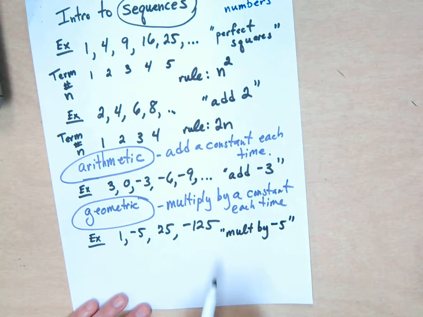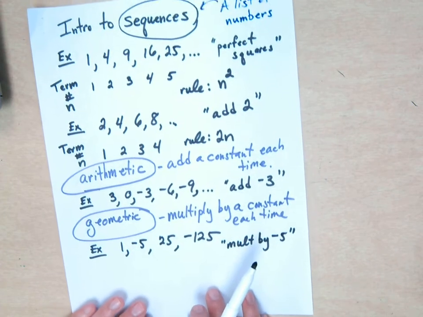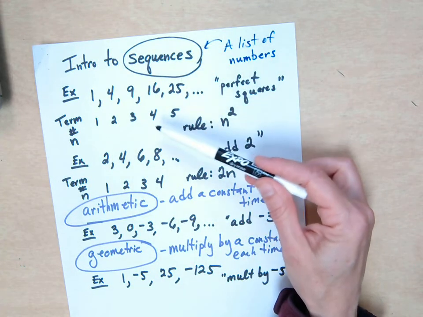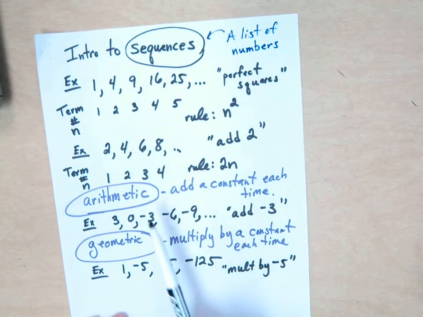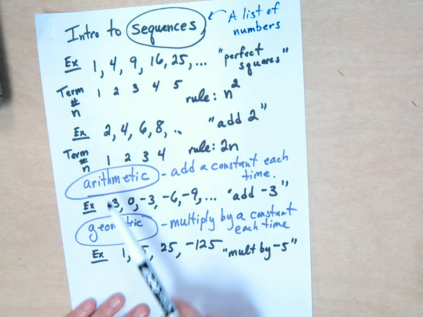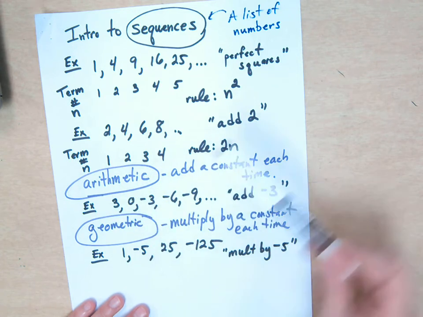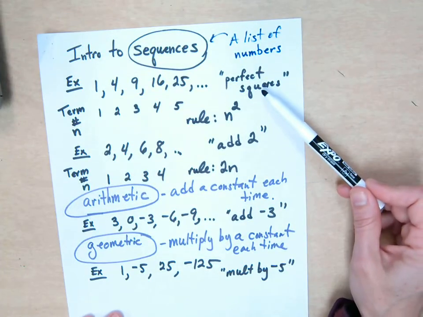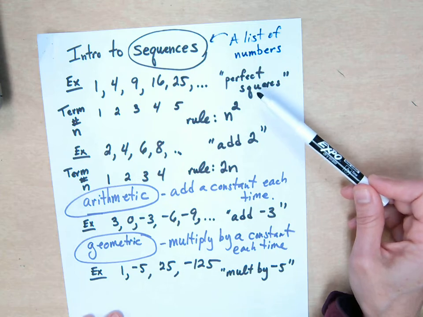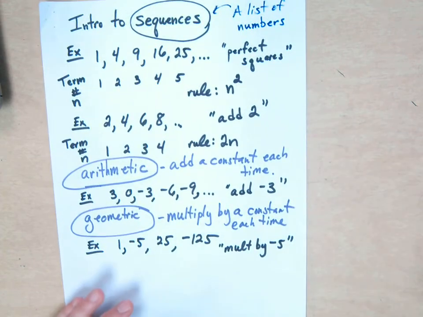In your homework, all I need you to do is this: they'll all be sequences, numbers separated by commas. You need to tell me if it's arithmetic or geometric, and describe what's happening. And then it might be neither. It might be something like perfect squares, and then you would just describe the pattern, but you would not say it's arithmetic or geometric.